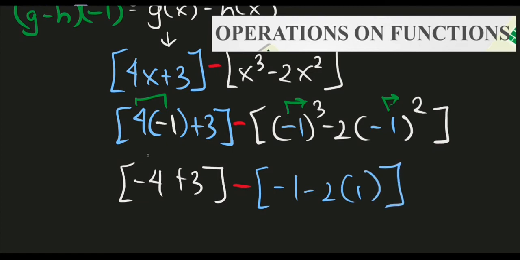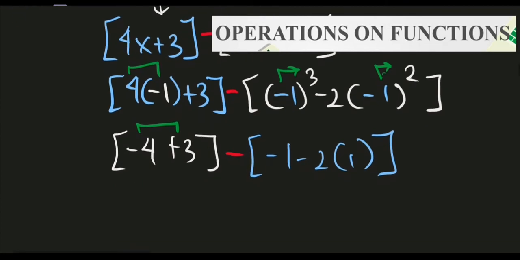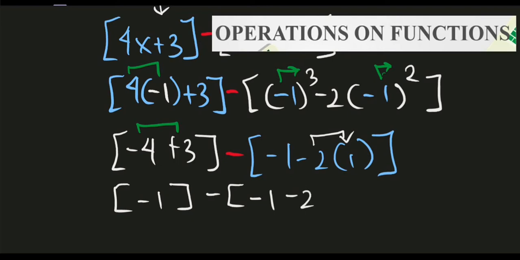Again, combine like terms, negative 4 plus 3. Actually, the answer is negative 1. So again, be careful with our signs. If we have negative signs, always make sure that we include this sign. Okay, so be careful with the sign. So we have negative 1 minus, we have negative 1 minus 2 times 1. So let's multiply this. That means we have negative 1 minus 2.